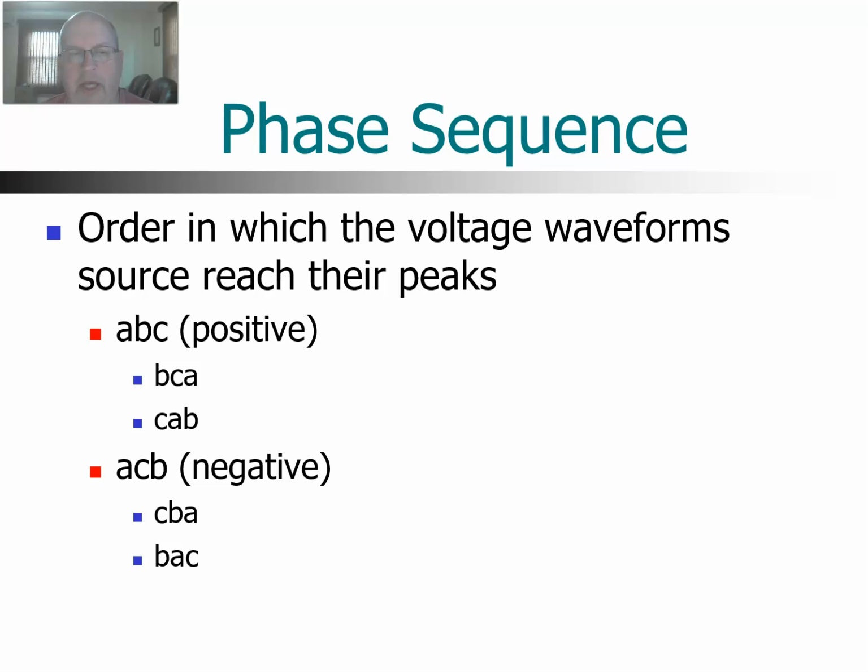We'll contrast that with if A reaches its peak first, and then C was next, and B was last, that's the ACB sequence, and that's called the negative phase sequence. And likewise, if we start counting that at a different time, we could have CBA or BAC. Those are all referred to as a negative phase sequence.